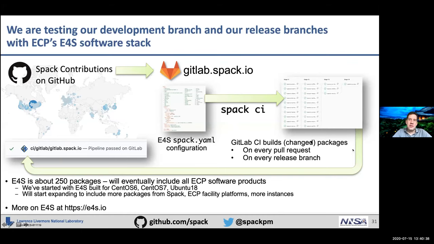Eventually, this will be used to populate a public binary cache, like I was saying, where we basically have all the E4S binaries available in Spack. So if you clone Spack and try to install something that's in the ECP stack, or as we expand this, other stacks, you'll be able to install it from binaries. You can learn more about E4S at e4s.io. That's down here, and there's a lot of detail there about what's in the stack and about the work that goes into maintaining these particular stack packages.